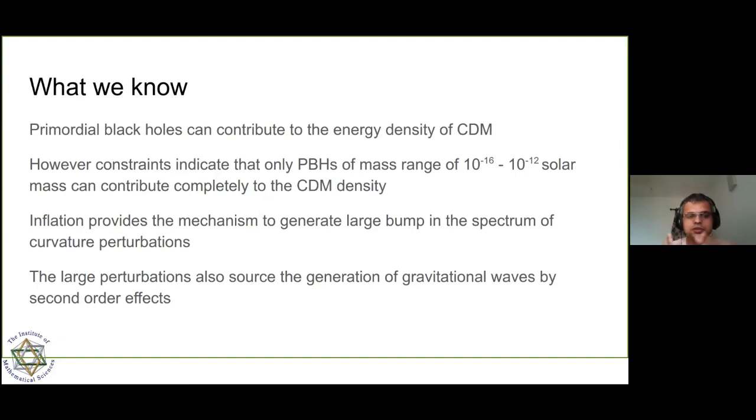And also, it is not just the primordial black holes as a structure formation that basically comes as a resultant effect of the inflation with a sharp potential or the fast roll, but also it can generate gravitational waves by the second order effects.